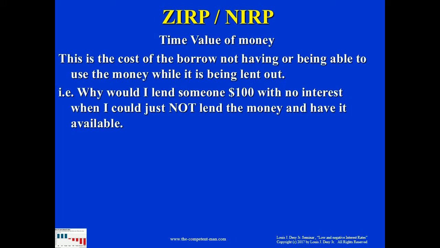The time value of money. This is the cost of the borrower not having or being able to use the money while it is being lent out. That is, why would I lend someone $100 with no interest when I could just not lend the money and have it available?